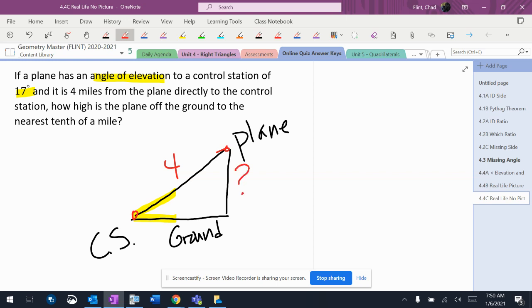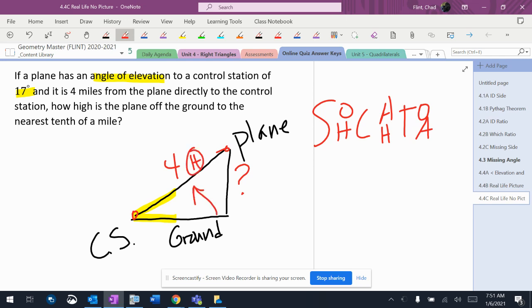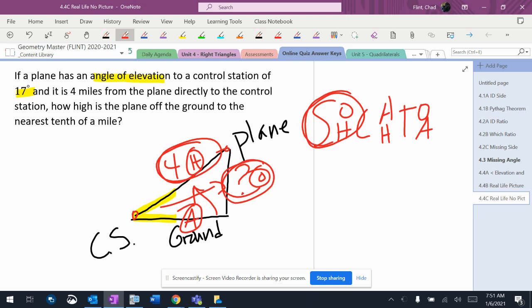So I want to know that side. So it's a SOH CAH TOA problem because it has an angle. Hypotenuse is over here. Opposite's over here. Adjacent's over there. So I want to know the opposite, and I know the hypotenuse. That's going to make it a sine problem.